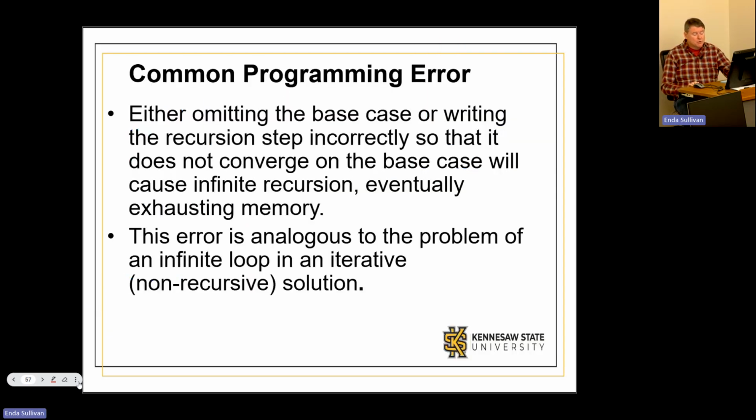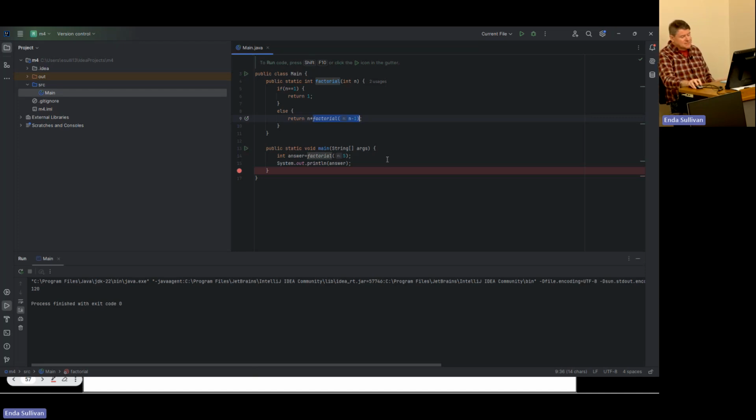Okay, so if you are writing code that is recursive, what are the common mistakes you're going to make? Well, you're either going to omit the base case, or you're going to write a recursive step that doesn't move you towards the base case. Those are generally the two problems. Either of those is going to produce the equivalent of an infinite loop. Okay, so let's take our factorial code.